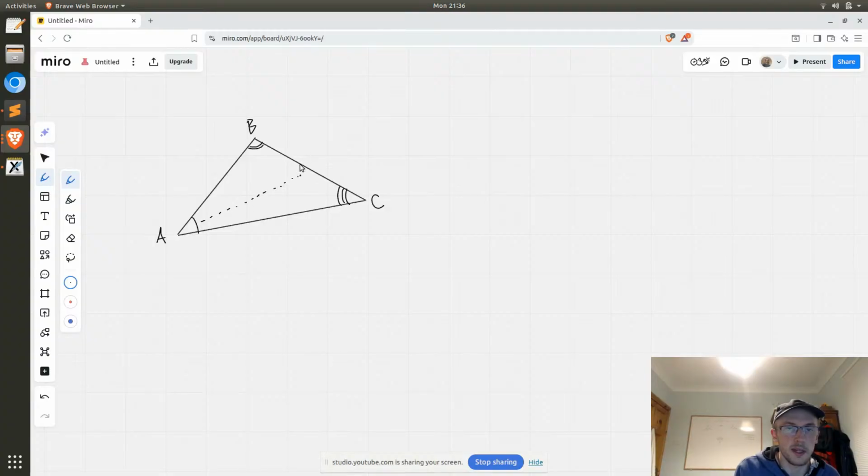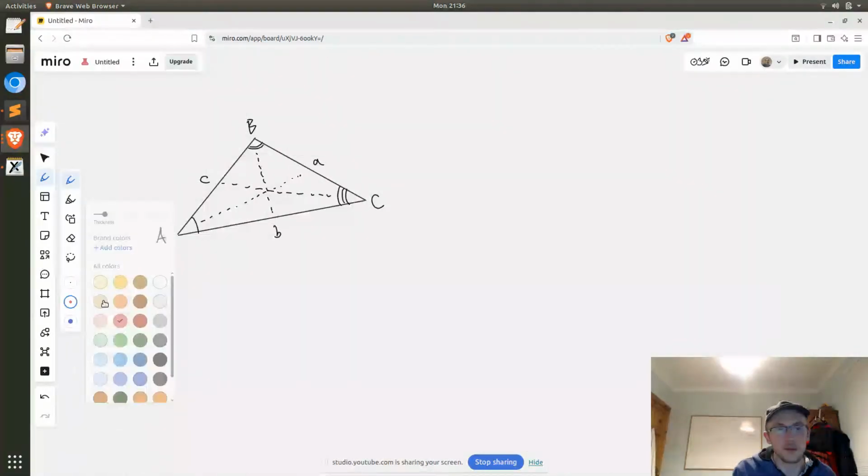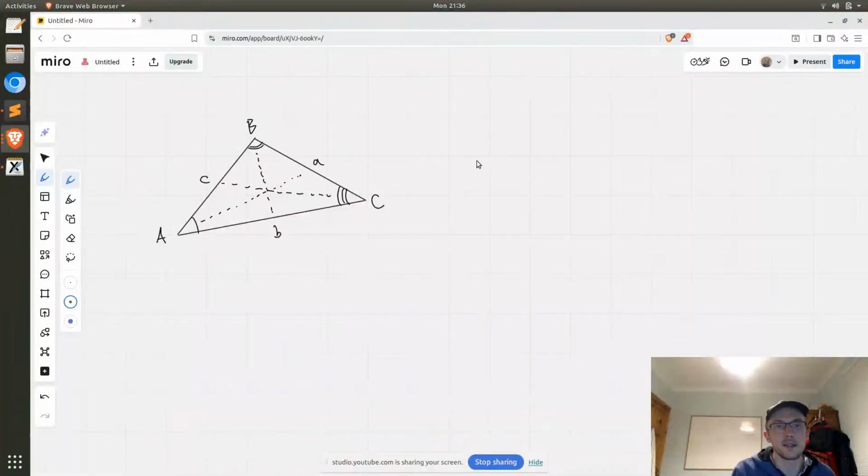systematically. We call this side here, which is opposite angle A, little a. And this side here, little b. And this side here, little c. Here's what the law of cosines says. It says this. Wait, is that the Pythagorean theorem? Kind of. It's what it's built on. Minus 2bc times the cosine of A.